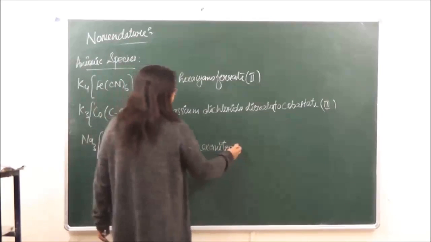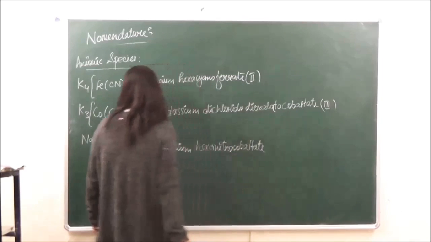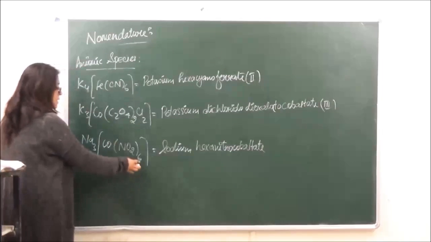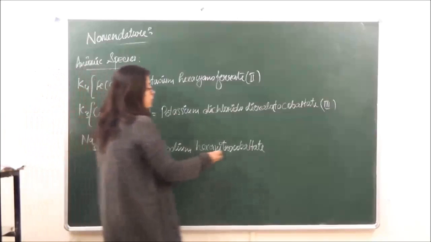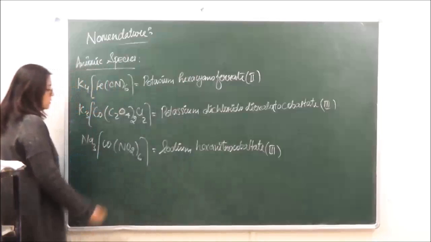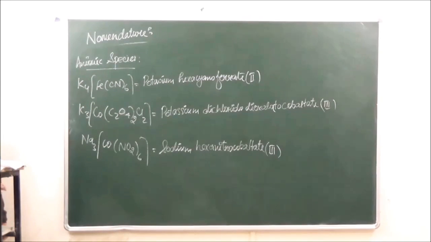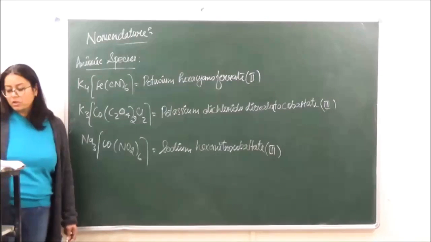Hexanitrocobaltate. What is going to be the oxidation number? 6 minus 3, that is going to be 3. Is it clear? 6 negative and 3 positive, that becomes equal to 3. Right? So this is how you are going to name the anionic species.